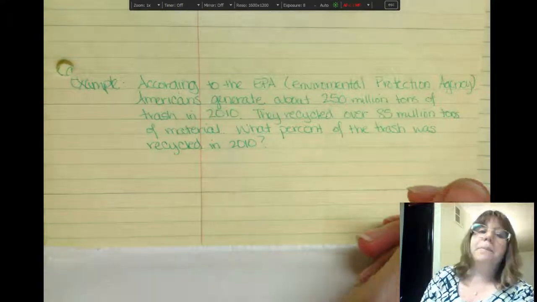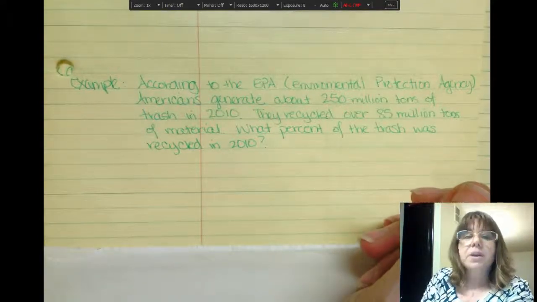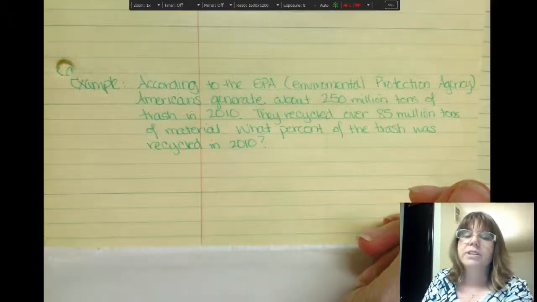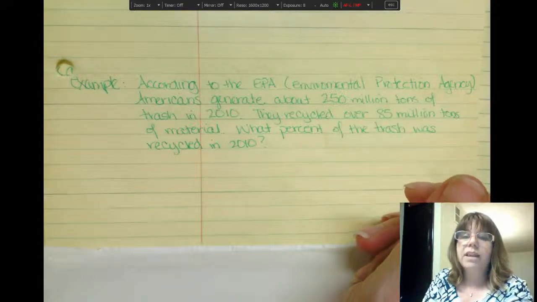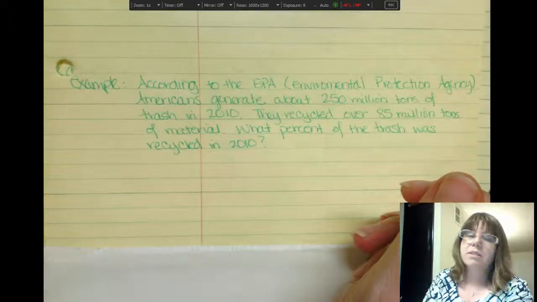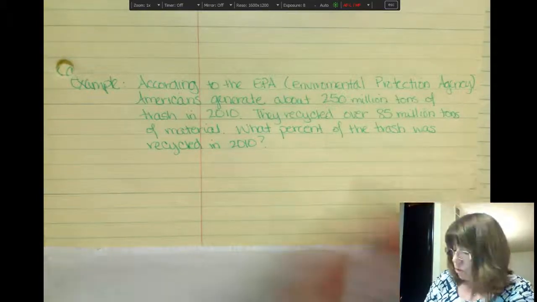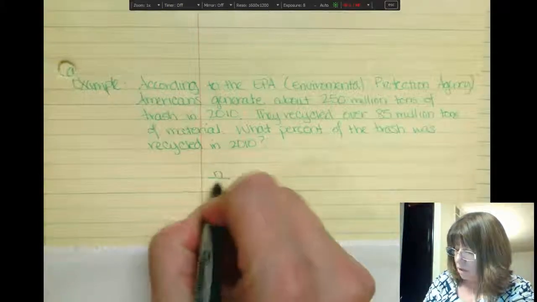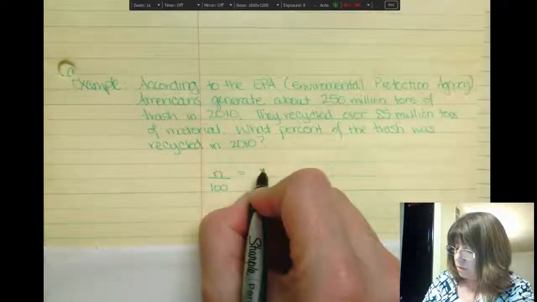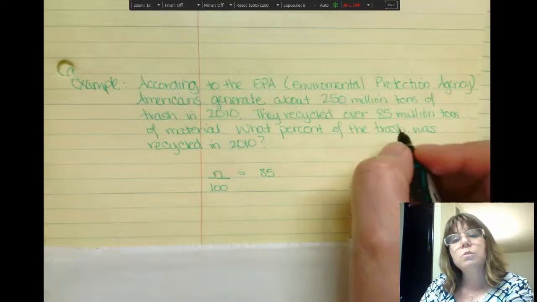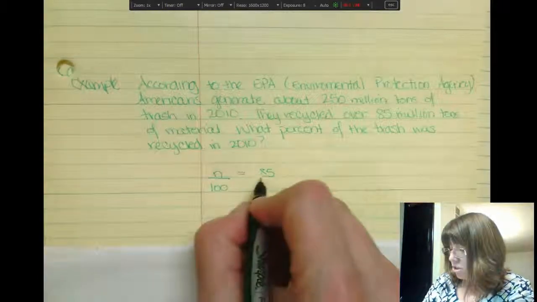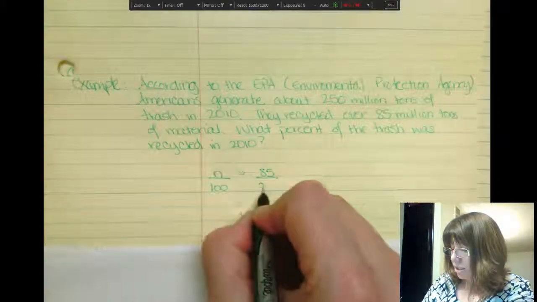Let's try one more example. According to the EPA, Americans generated about 250 million tons of trash in 2010. If we recycled over 85 million tons of material, what percent of the trash was recycled in 2010? I don't know what percentage it is, so n over 100 will equal however much I recycled, 85. I don't need to include million tons because my denominator is also in million tons, so I can just leave it out, at least for my calculation.